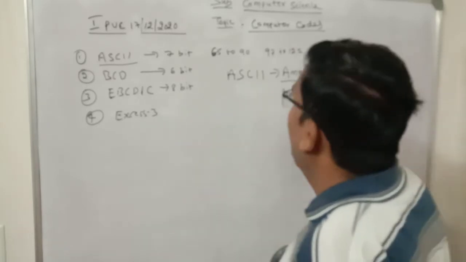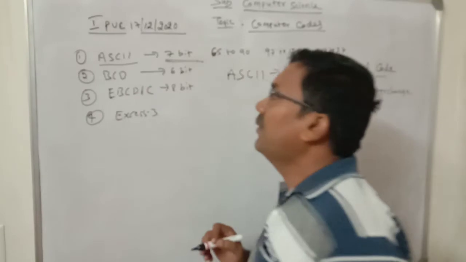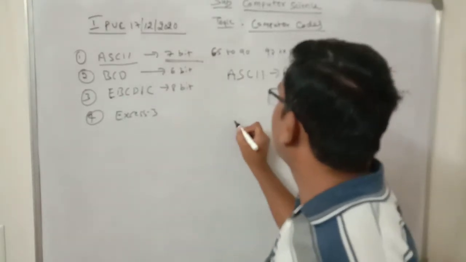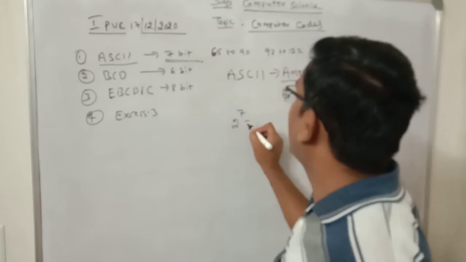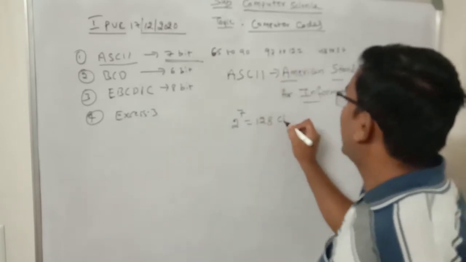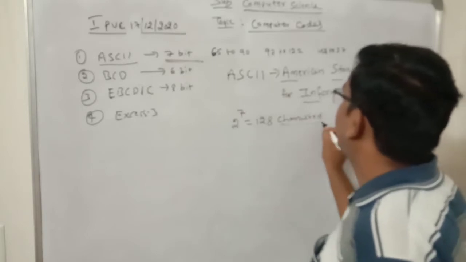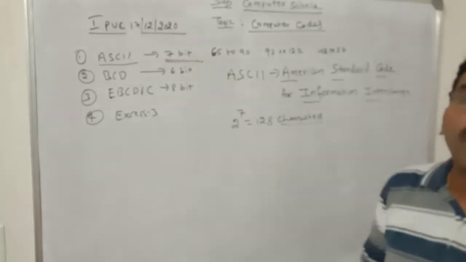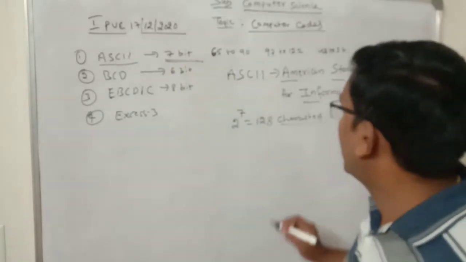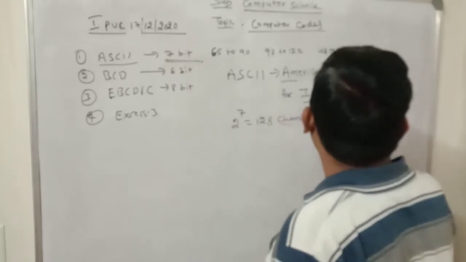It is a 7-bit code. 7-bit means how many characters can it hold? 2 to the power of 7, which is equal to 128 characters. It can hold 128 range of values, that is 0 to 127, starting from 0 until 127.